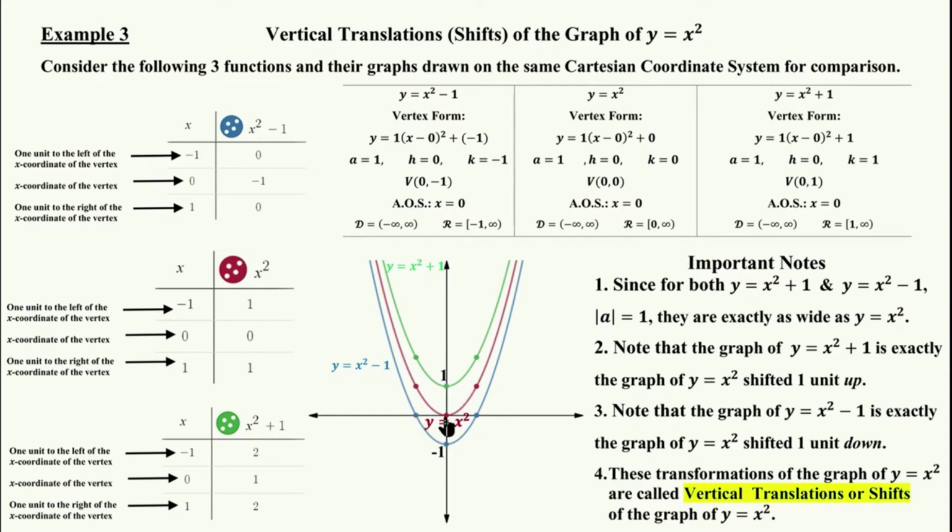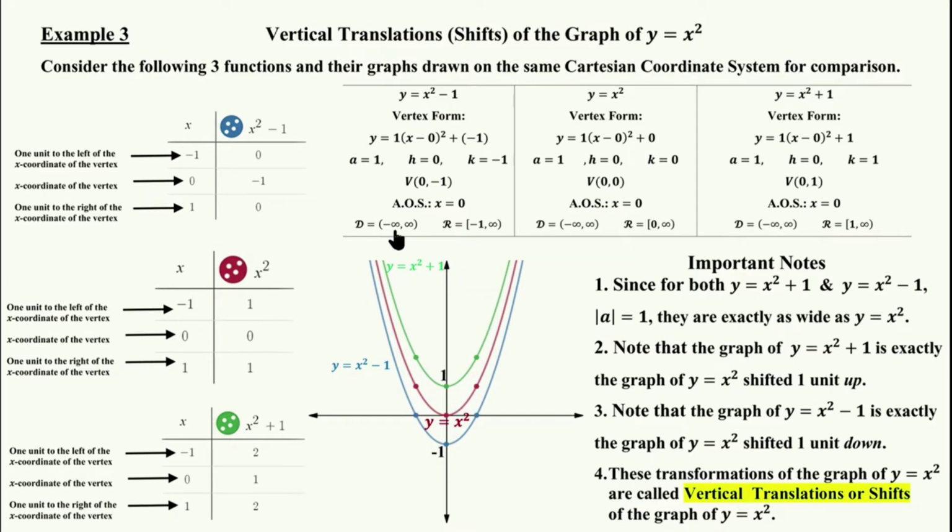And notice the same thing here. We start at the vertex, which is 0, 1, then we move 1 to the left and 1 to the right, and we end up with the points that we need to graph the green curve. And these here are called vertical shifts. Notice there's no change in shape. All you're doing is taking the red graph, and again, imagine it's made of wire and you're pulling it up 1 unit, or you're grabbing it and pulling it down 1 unit. So that's all that's happening here.